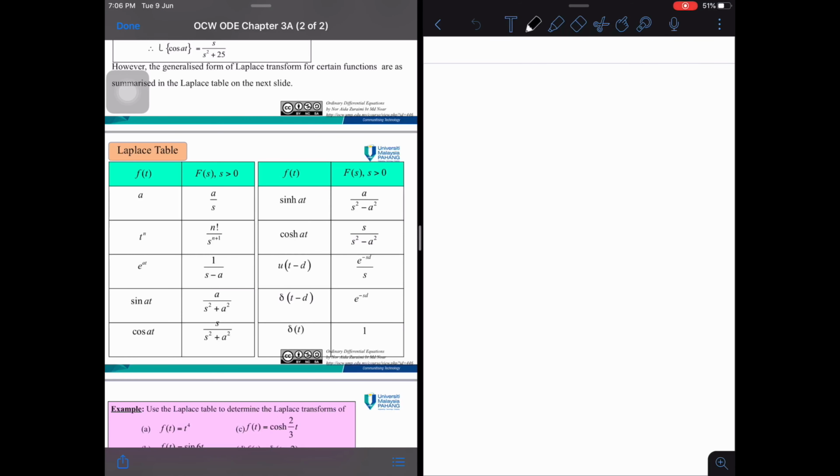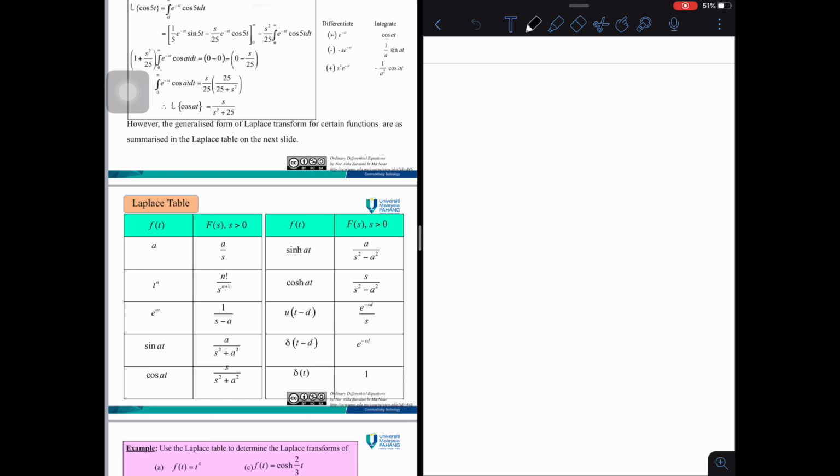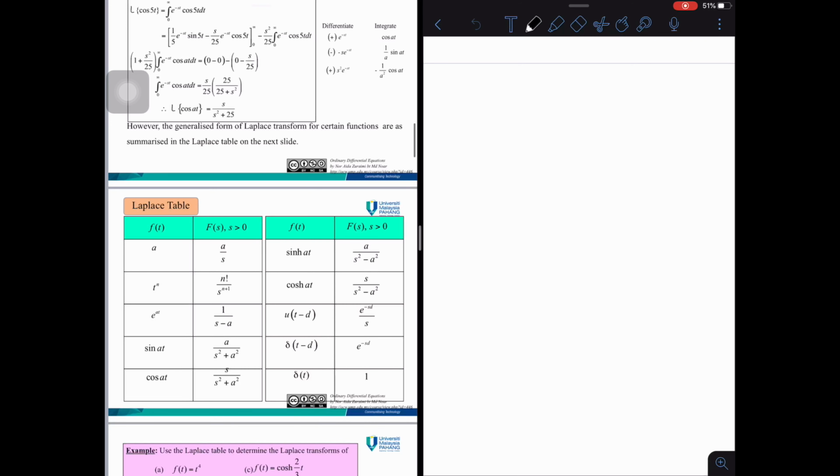Then for the function exponent of at, you need to find the value of a, then you can find the Laplace transformation of the function f(t) with the formula 1 over s minus a. Then for the trigonometric function f(t) equal to sine at, the formula is a over s square plus a square. While if you have a sine hyperbolic function, you find the Laplace transformation with the opposite sign, where you have the formula a over s square minus a square.